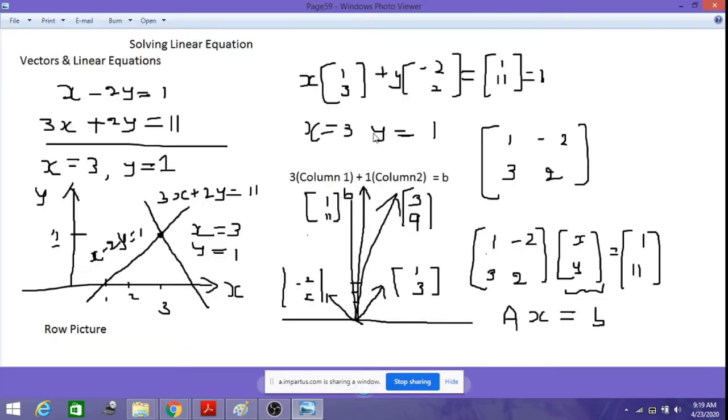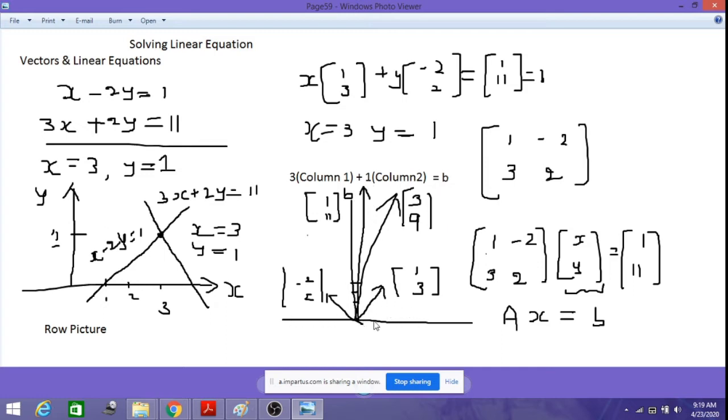Then again from this solution we have x equal to 3 and y equal to 1. So we will write this as 3 times the column 1 plus 1 time the column 2, which will result in the right hand side, that is b. So that is what this vector diagram written here shows.